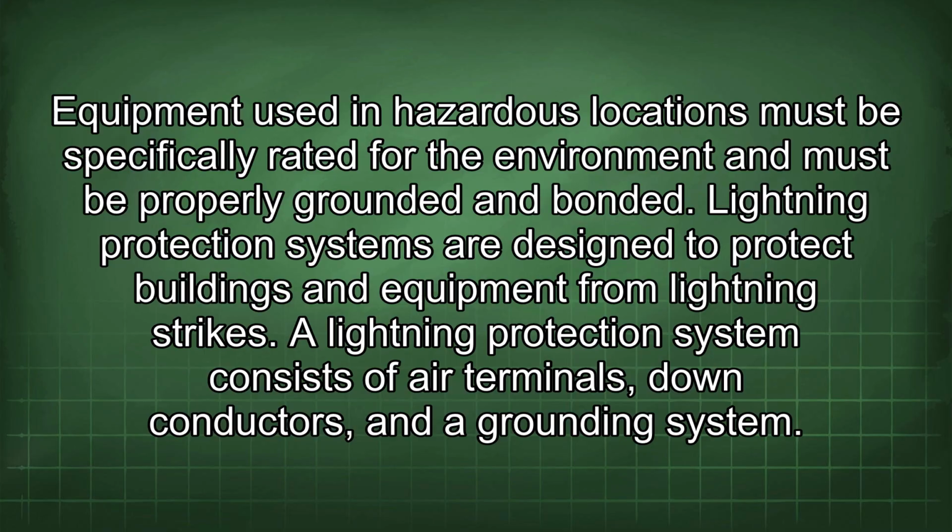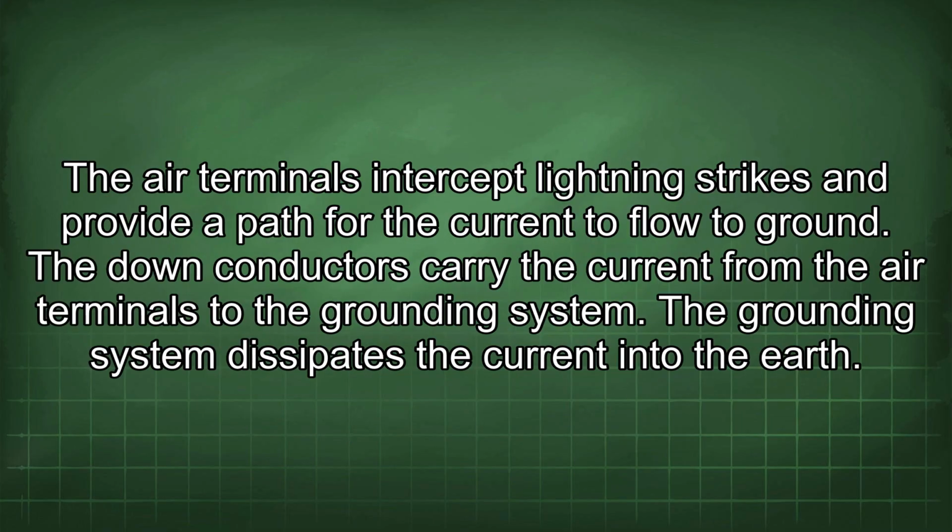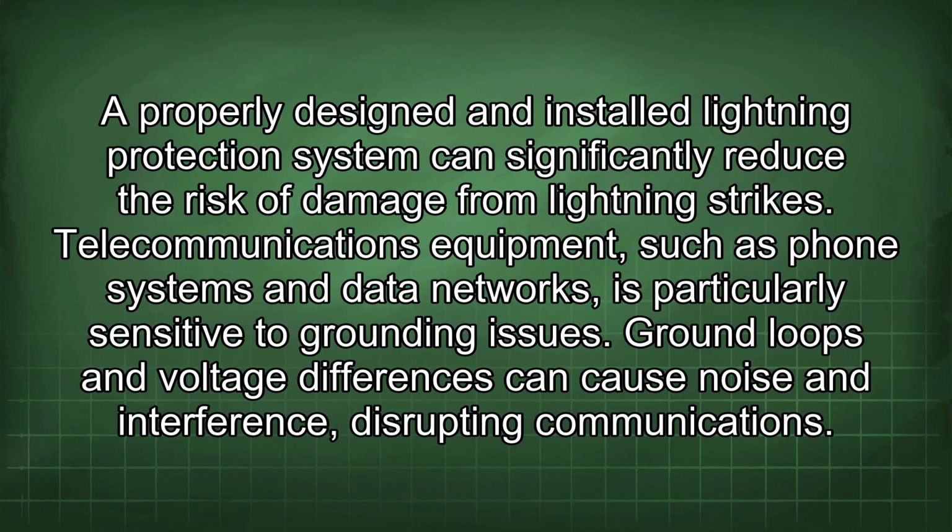Lightning protection systems are designed to protect buildings and equipment from lightning strikes. A lightning protection system consists of air terminals, down conductors, and a grounding system. The air terminals intercept lightning strikes and provide a path for the current to flow to ground. The down conductors carry the current from the air terminals to the grounding system. The grounding system dissipates the current into the earth. A properly designed and installed lightning protection system can significantly reduce the risk of damage from lightning strikes.